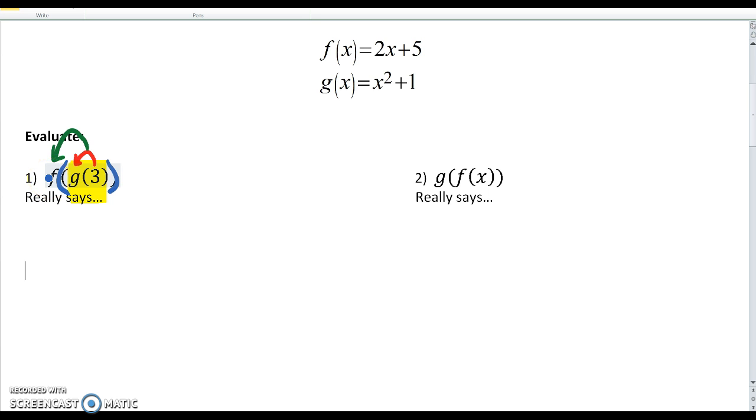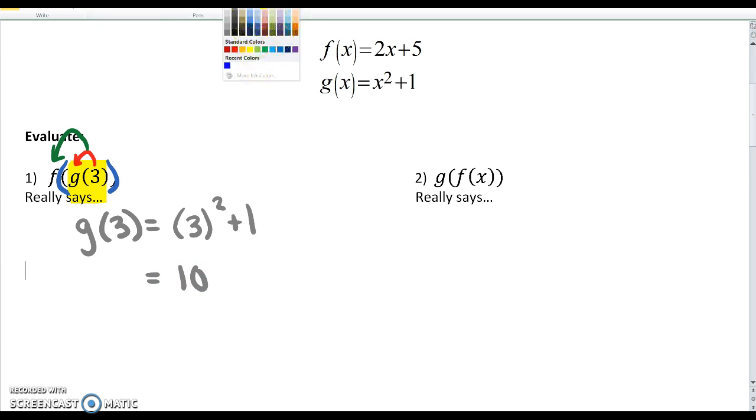This would be easiest with an example, so let's try this. First I'm going to find g of 3. g of 3 means plug 3 into g. And g is still x squared plus 1, so it's really 3 squared plus 1. If I simplify that, it gives me 10. So g of 3 is going to give me 10.